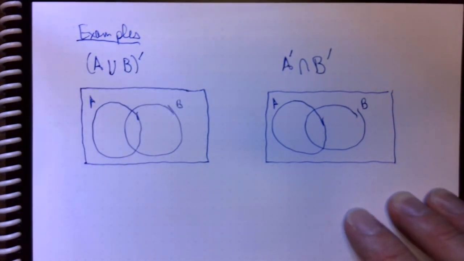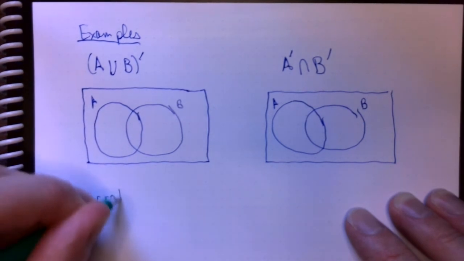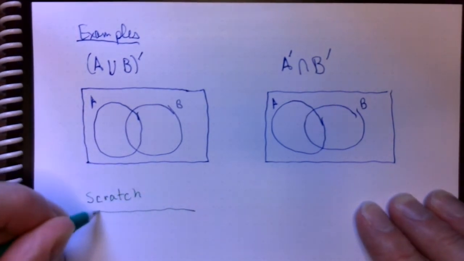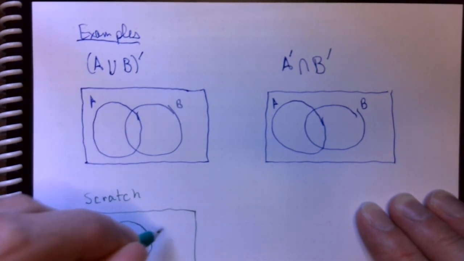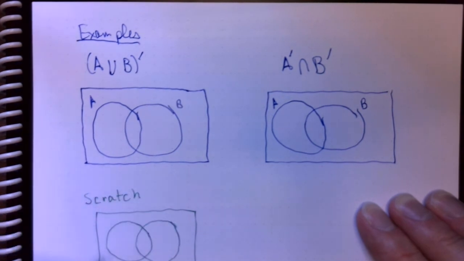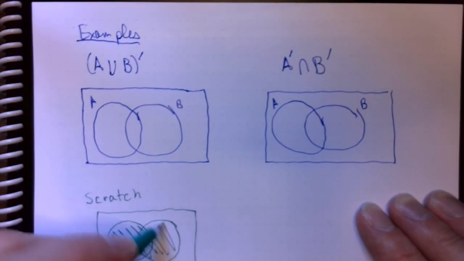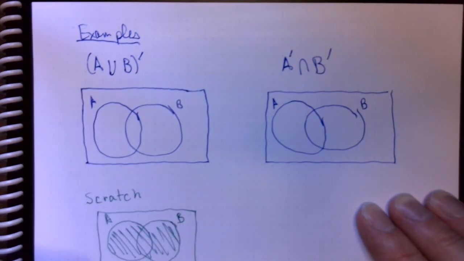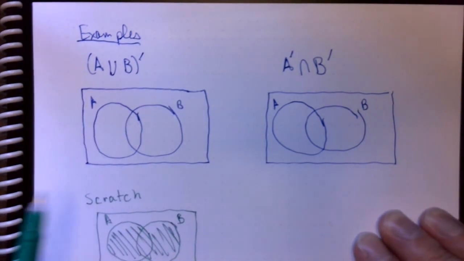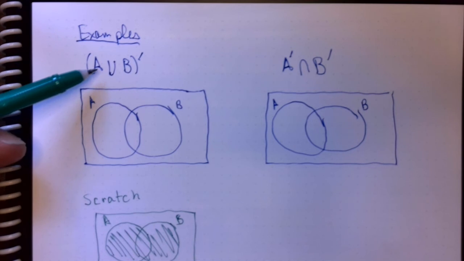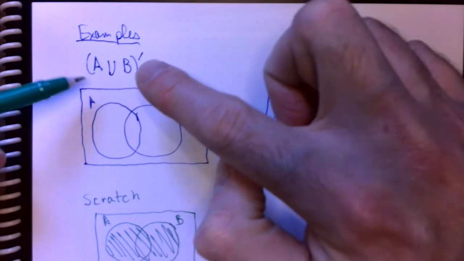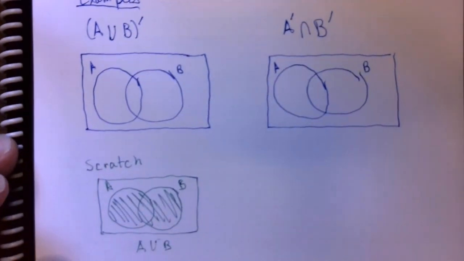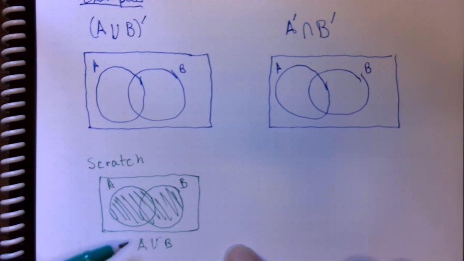Okay. Down here is where I'll put some scratch work. Don't be afraid to do scratch work when you're making these Venn diagrams. It can be very helpful. Okay, so this is the Venn diagram for A union B. Alright, now the reason I did that is because I'm following the parentheses. Inside the parentheses is what we do first. Find A union B, then take the complement.